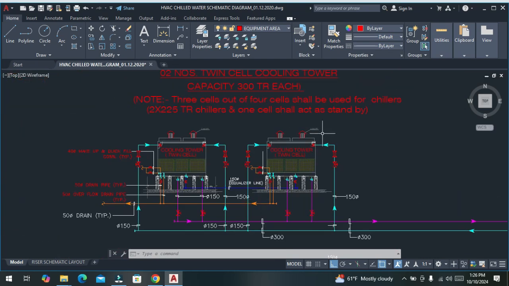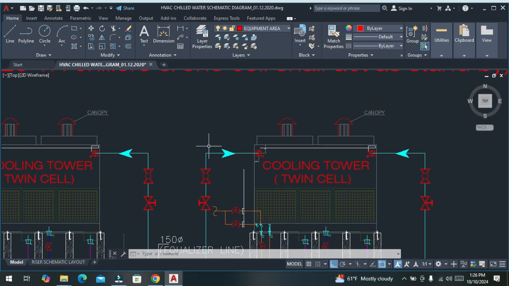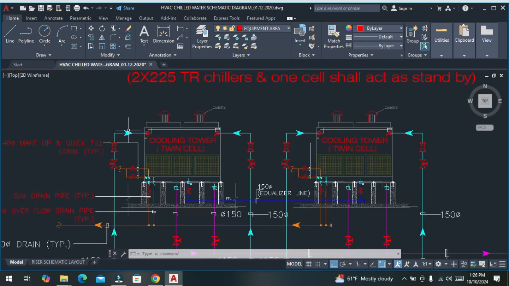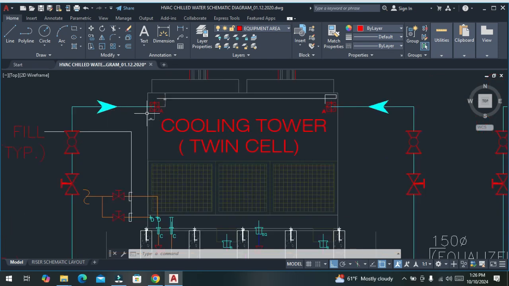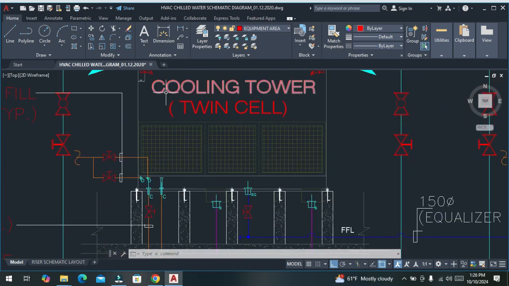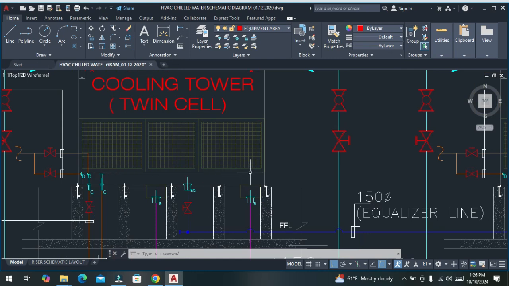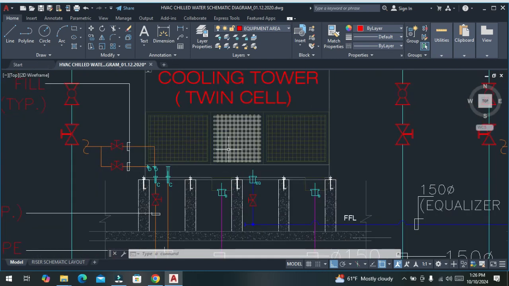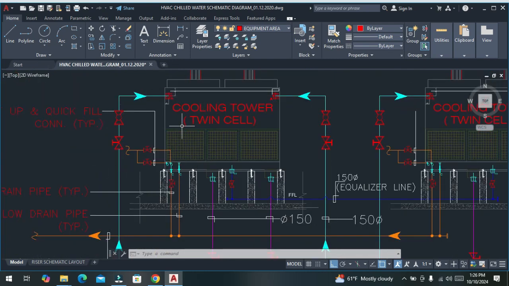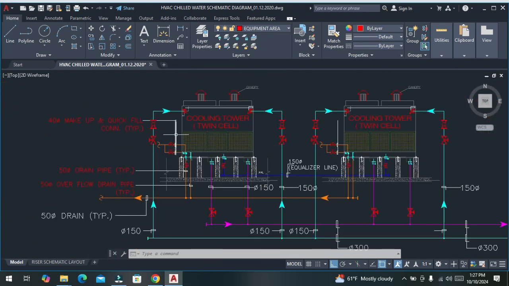Suppose all the hot water is entering here at 34 degrees Celsius. Now if it is sprayed from the top and comes down, the water temperature becomes, let's say, 30 degrees Celsius. This collected water has a lower temperature as compared to the inlet, because this cooling tower cools the water.